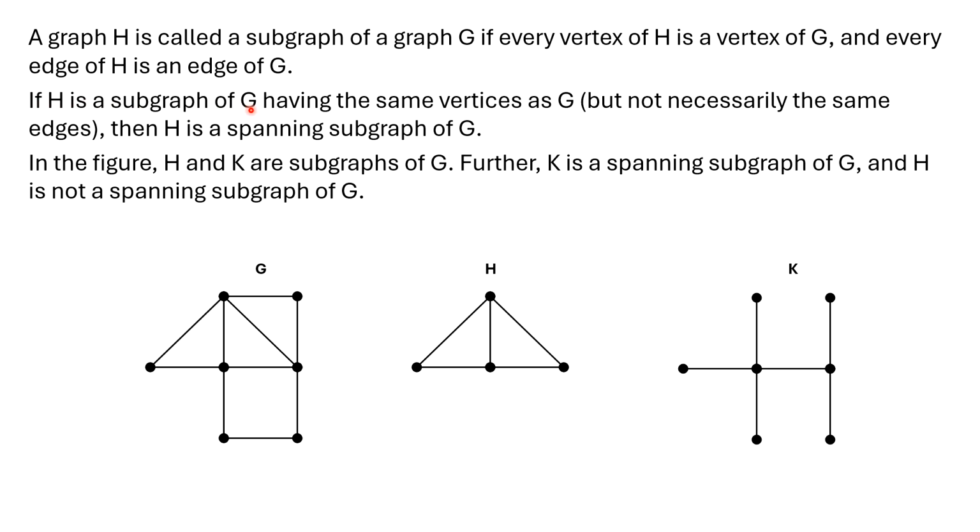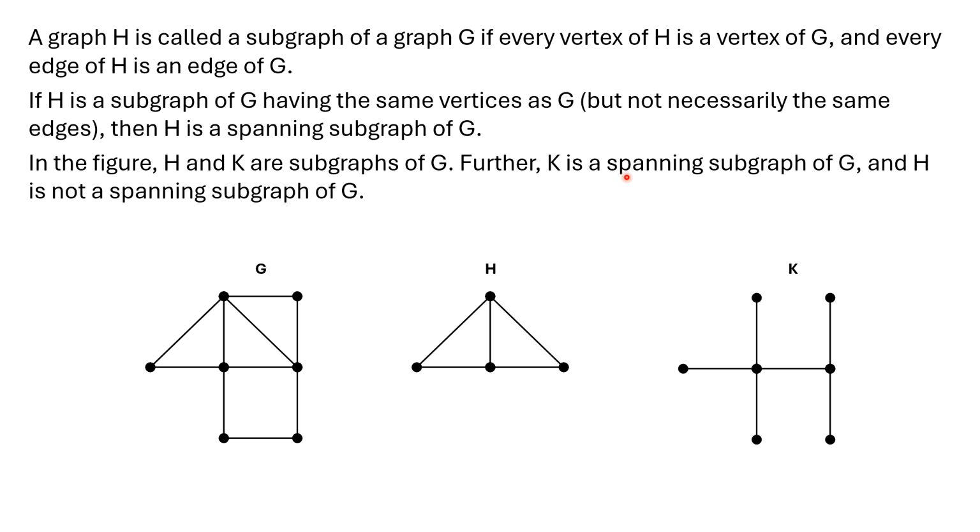If H is a subgraph of G having the same vertices of G, but not necessarily the same edges, then H is a spanning subgraph of G. So we have a couple of examples here. In the figure, H and K, so these two here, are subgraphs of G. You can see H here is just this little bit in here of G, and K is sort of the scaffolding for G. It's here, here, and here, but we eliminate some of these edges when we construct K.